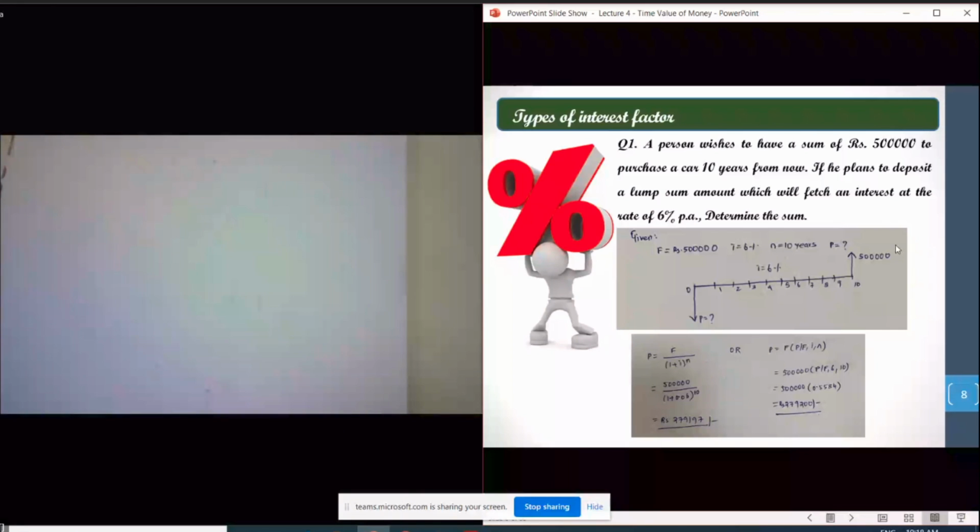From this we can infer that to get 5 lakh rupees after 10 years, the value which I have to deposit is 2,79,197. If I deposit that amount today, I will get 5 lakh rupees after 10 years, provided the bank gives 6% interest rate.